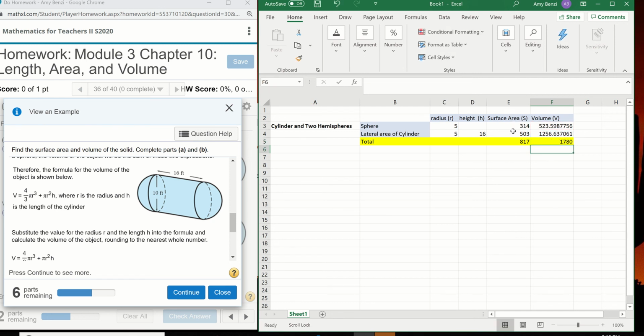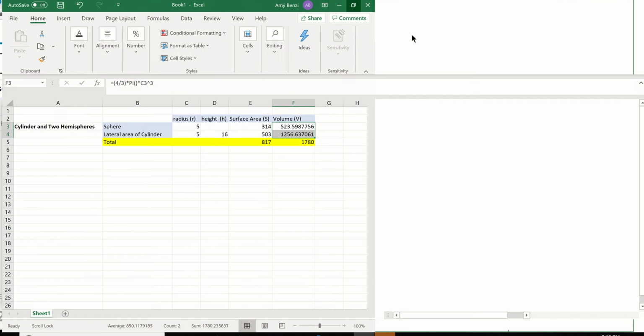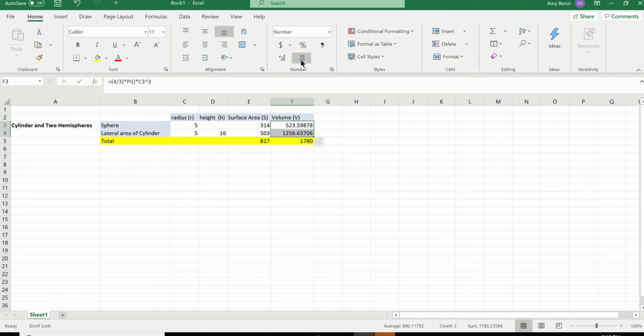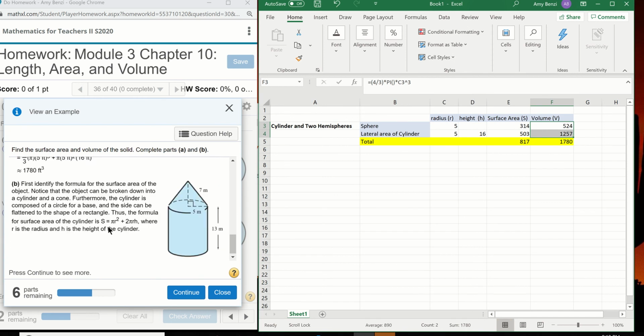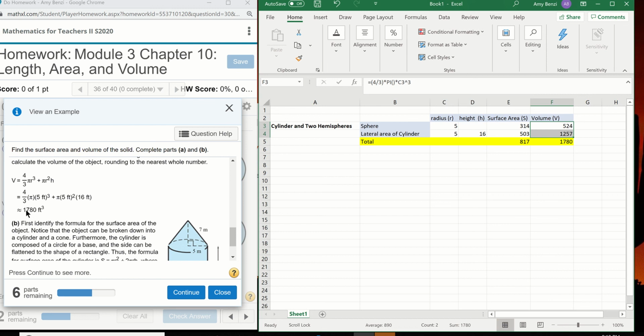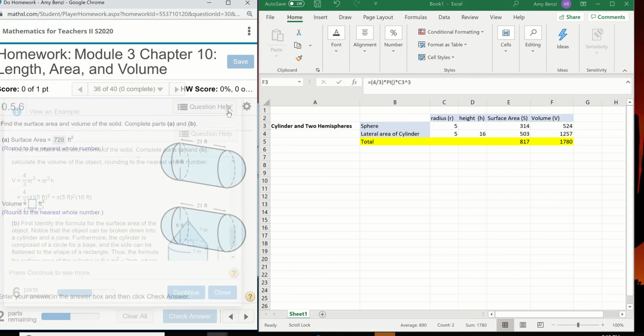Something you didn't get to see me do on the surface area is change these decimal values. You see how I have so many decimals here? Somewhere in this problem, it says to round to the nearest integer, so I can just go to the top of my Excel page and move the decimals over. If it said hundredths place, I would stop there. If it said tenths place, I would stop there. But this is a full integer, so I'll just set it like that. Now I know I have the answers correct for these first two parts. I have 1,780 cubic feet for the volume. So I'm going to close those out.